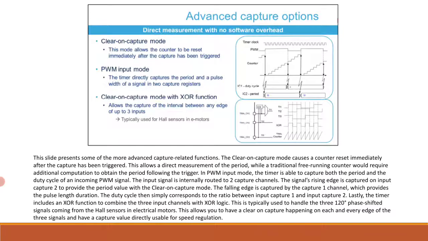In PWM input mode, the timer is able to capture both the period and the duty cycle of an incoming PWM signal. The input signal is internally routed to both capture channels. The signal's rising edge is captured on input capture 2 to provide the period value with the clear on capture mode. The falling edge is captured by capture 1 channel.